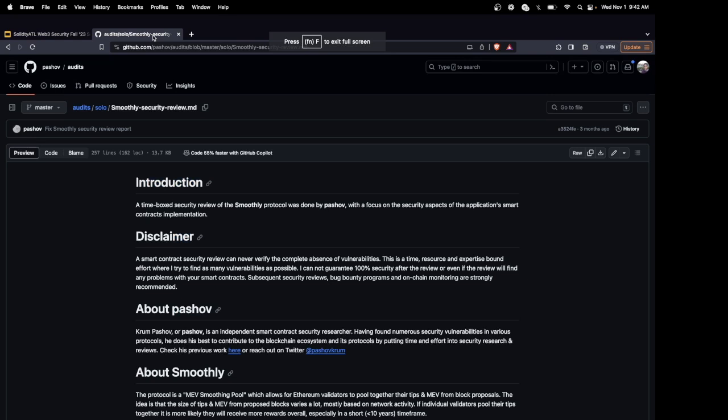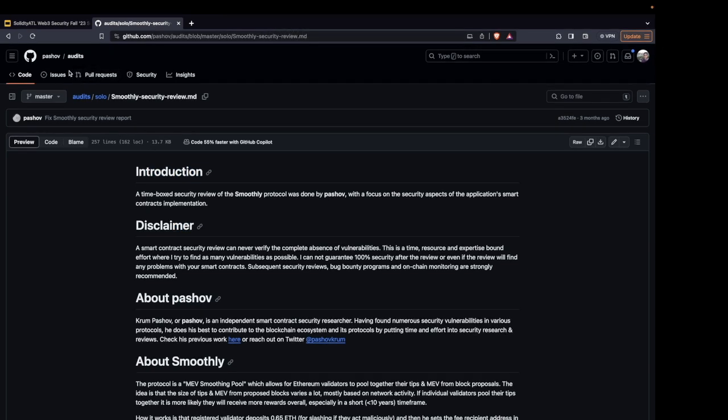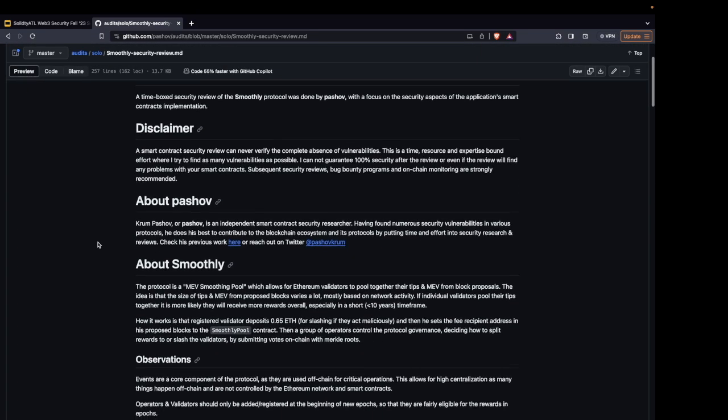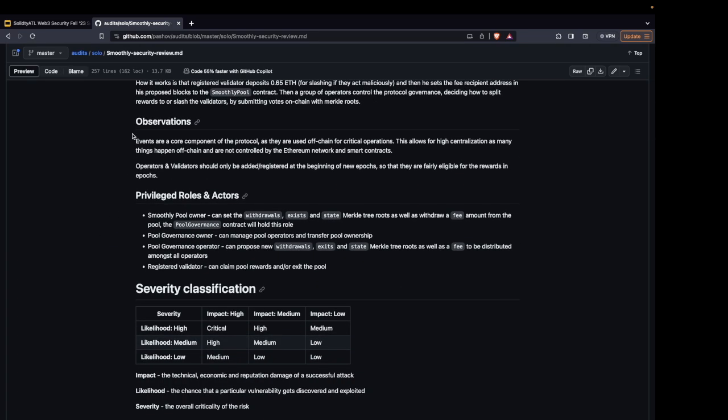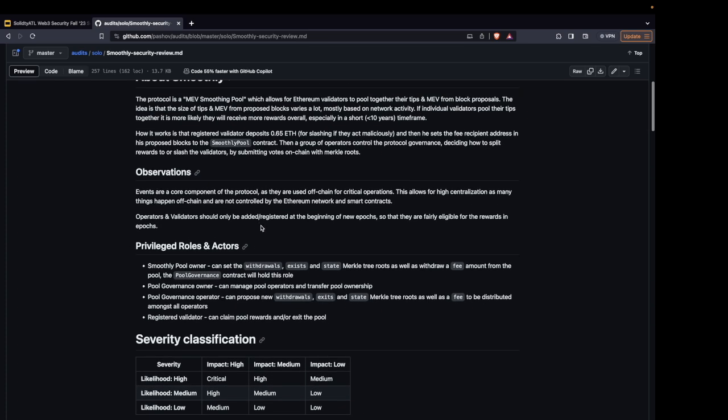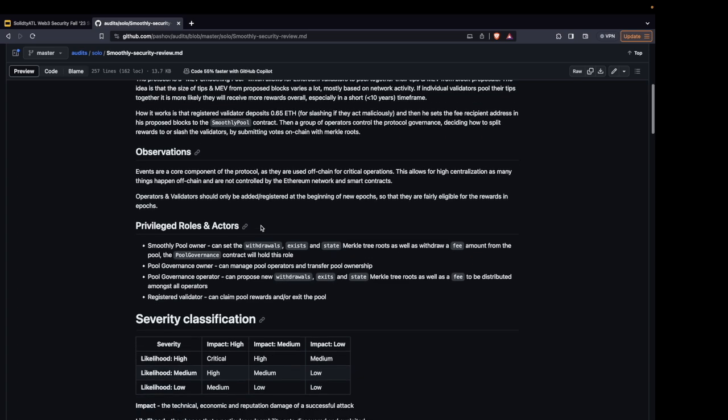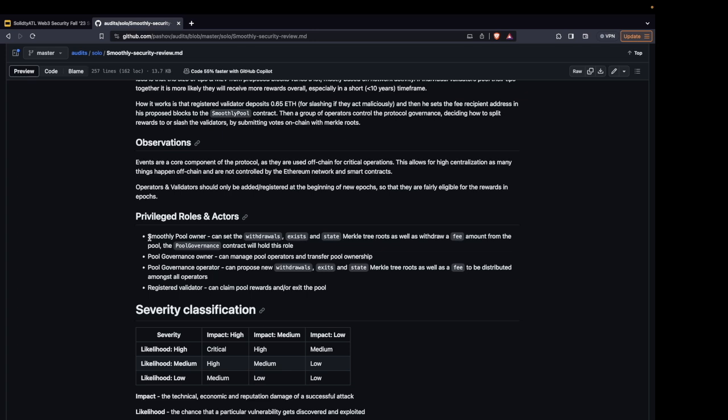So we're going to be looking at a security review from Pashov. If you're not familiar with Pashov, he's one of the top security researchers in the world. And so what we're looking at is one of his audit reports. And I want you to pay attention specifically to the observations and the privilege roles and actors. And so what this is doing is this is a threat model showing here are the different parties inside of this protocol. And generally these are based on roles.